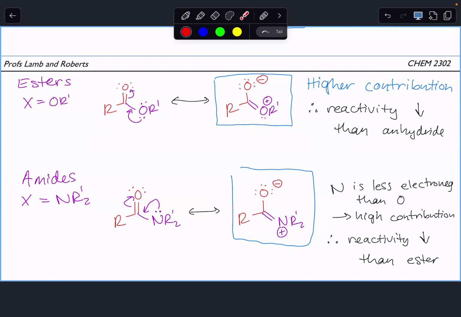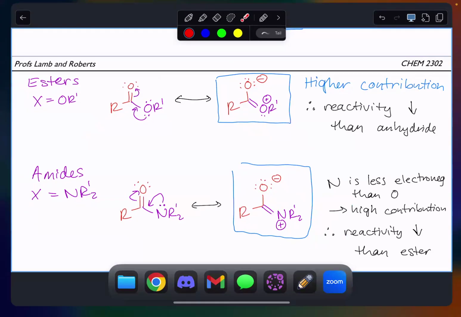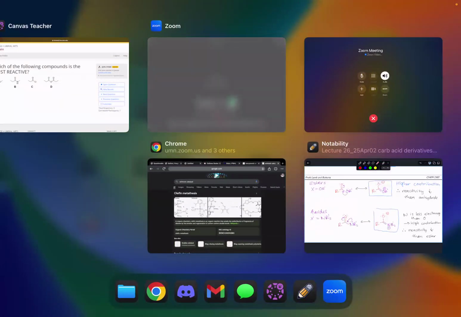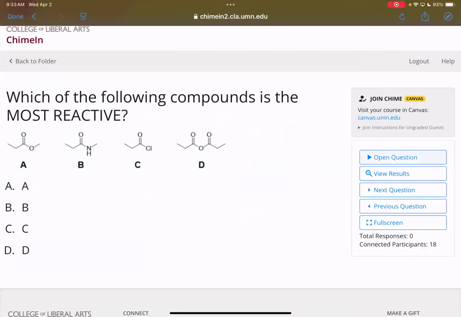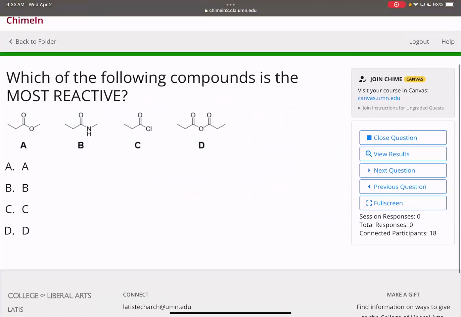All right, let's do a chime-in question. Let's see if that's making sense. So there are lots of ways of asking this question. So we might say, which one is the most reactive, which is what this says. It might say, which one is the most stable, which one has the most double bond character. All of those are asking the same question, okay? So this one's asking, which of the following compounds is most reactive? Again, feel free to chat with your neighbors.